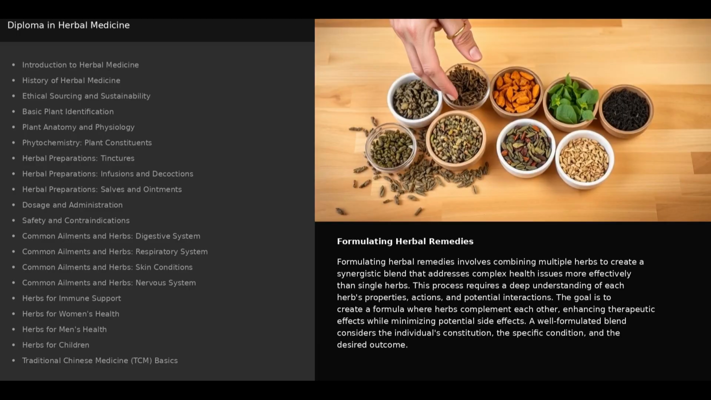Formulating herbal remedies involves combining multiple herbs to create a synergistic blend that addresses complex health issues more effectively than single herbs. This process requires a deep understanding of each herb's properties, actions, and potential interactions. The goal is to create a formula where herbs complement each other, enhancing therapeutic effects while minimizing potential side effects. A well-formulated blend considers the individual's constitution, the specific condition, and the desired outcome.